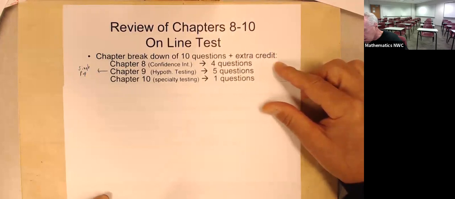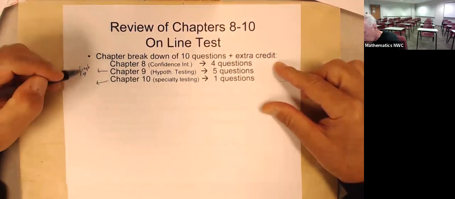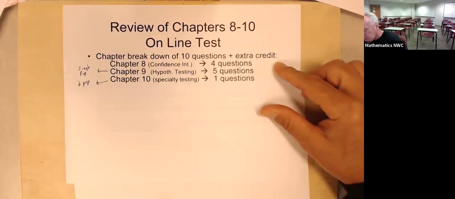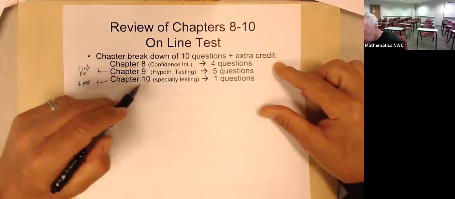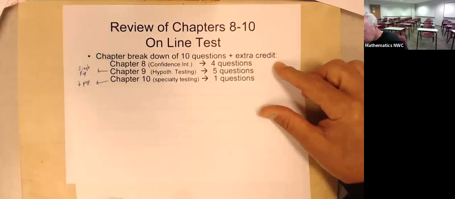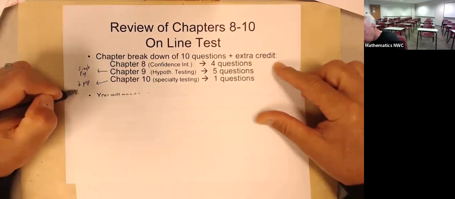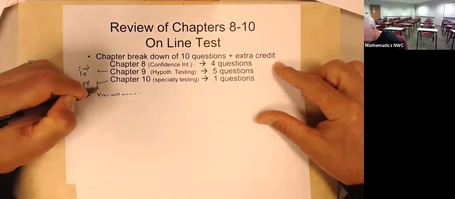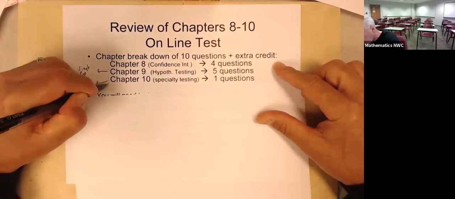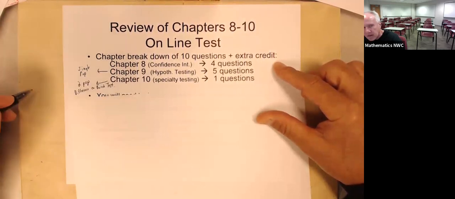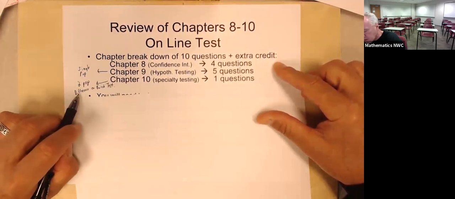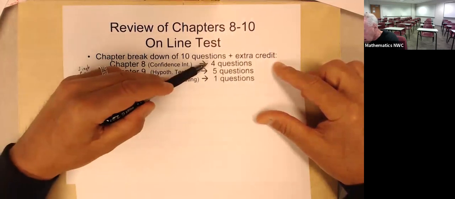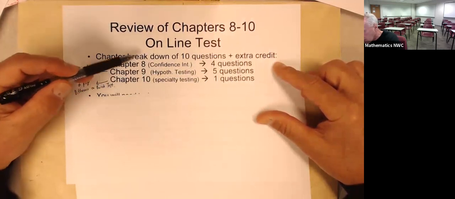Chapter 10, I call it specialty, but that's where we had two populations. Two populations might mean I look at the difference. It might mean that I do paired testing. So the two populations could be difference or paired testing. Okay, difference of two populations or paired testing. Only one question. Obviously 90% from chapters 8 and 9.